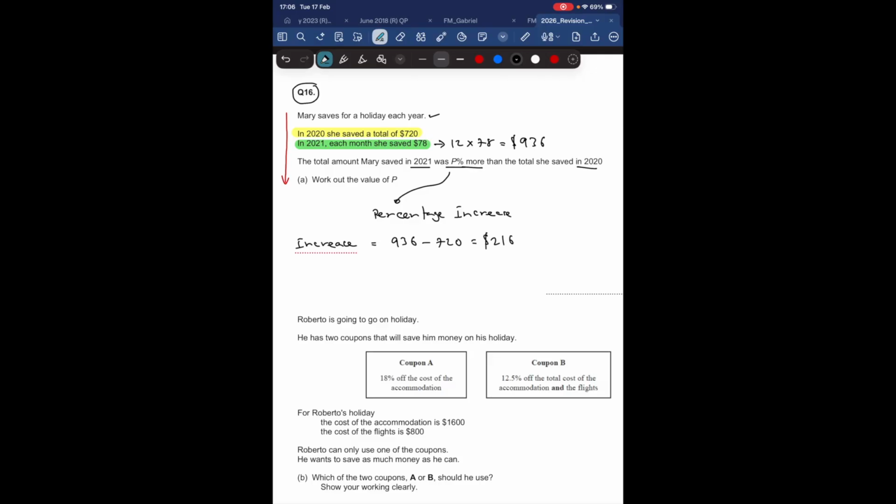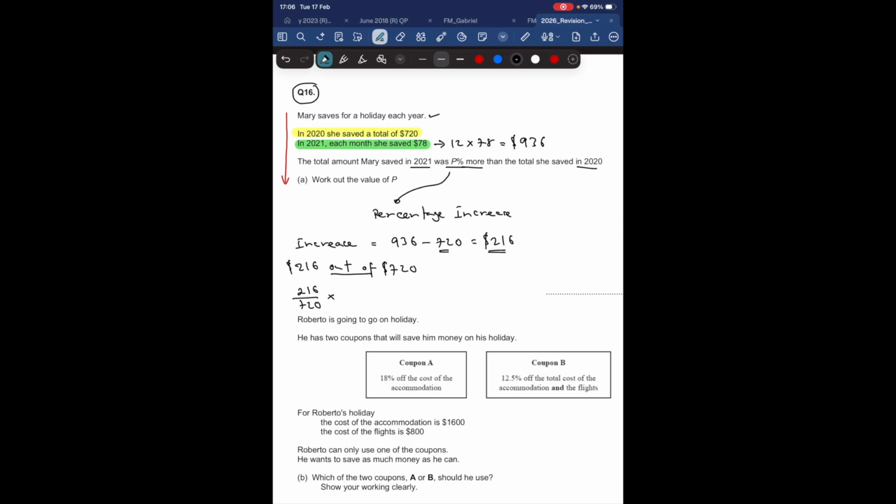Now, we need to express this $216 as a fraction of the original amount of money, which was $720. So we can write that fraction as 216 over 720.